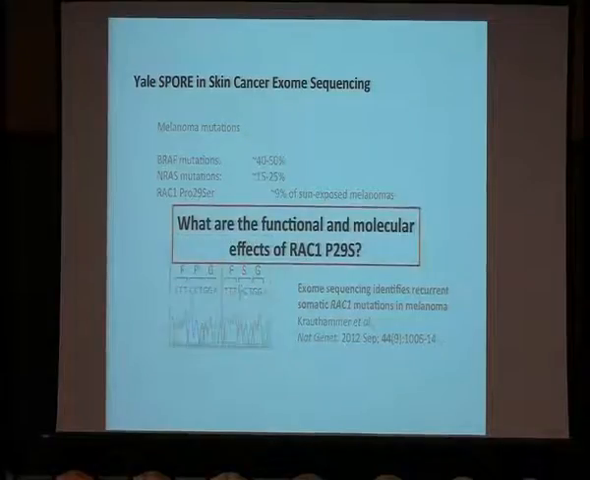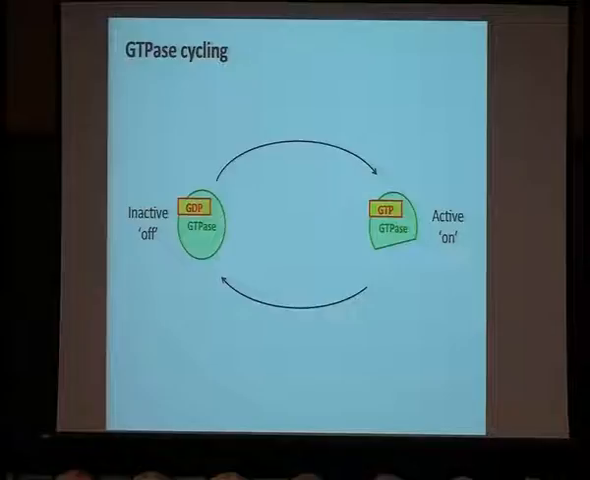So what we've been trying to do is to understand the functional and molecular effects of this mutation on RAC1. Let's stand back with a brief overview of what RAC1 is. RAC1 is a small GTPase, a small G protein. These are very elegant, very beautiful switch proteins. They cycle between an off state, an inactive state that's bound to GDP, and an on state, an active state that's bound to GTP.